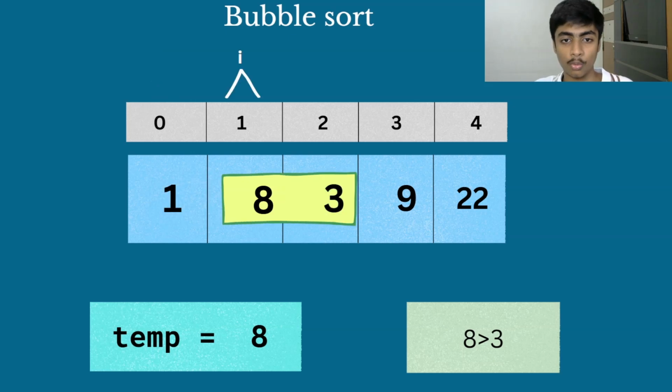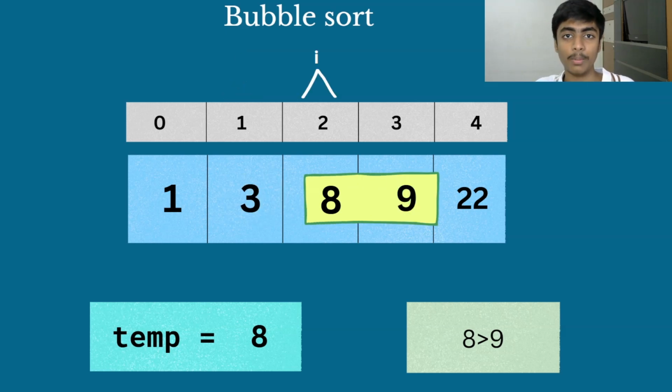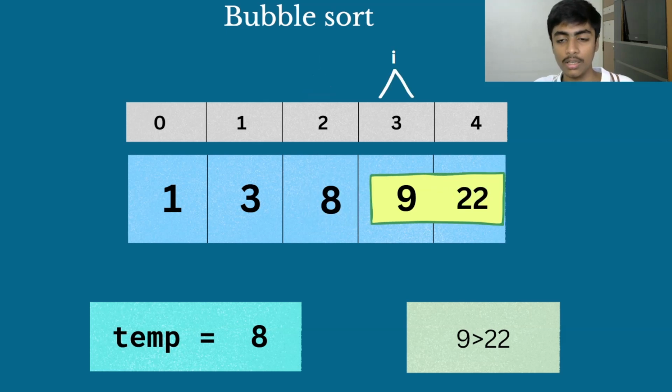Our I is going to increase to 1. We'll be checking if 8 is greater than 3. This is true. So we're going to swap them again. Our I will increment again to 2 and we'll be checking if 8 is greater than 9. This is false. So we're not going to swap the values. Our I will increment again to 3 and we'll be checking the same thing for 9 and 22. This is again false, so we're not going to swap or anything.